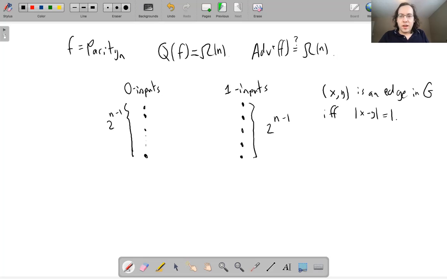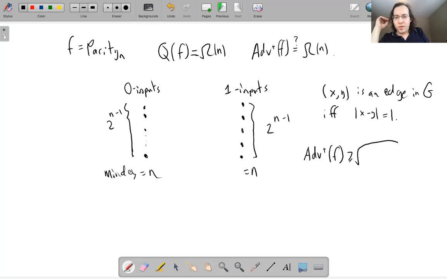So then note that for each string, if you flip any of its bits, then its parity changes, right? You take any string and you flip any of its bits, then you get a string with a different parity. So that means there's n neighbors to every node on the left and n neighbors to every node on the right. Okay, so the min-deg here is equal to n, and here is also equal to n. So we can basically already write adv plus of f is at least square root of n times n divided by something that's going to depend on the graphs GI. Okay, so now we need to look at what happens for GI.